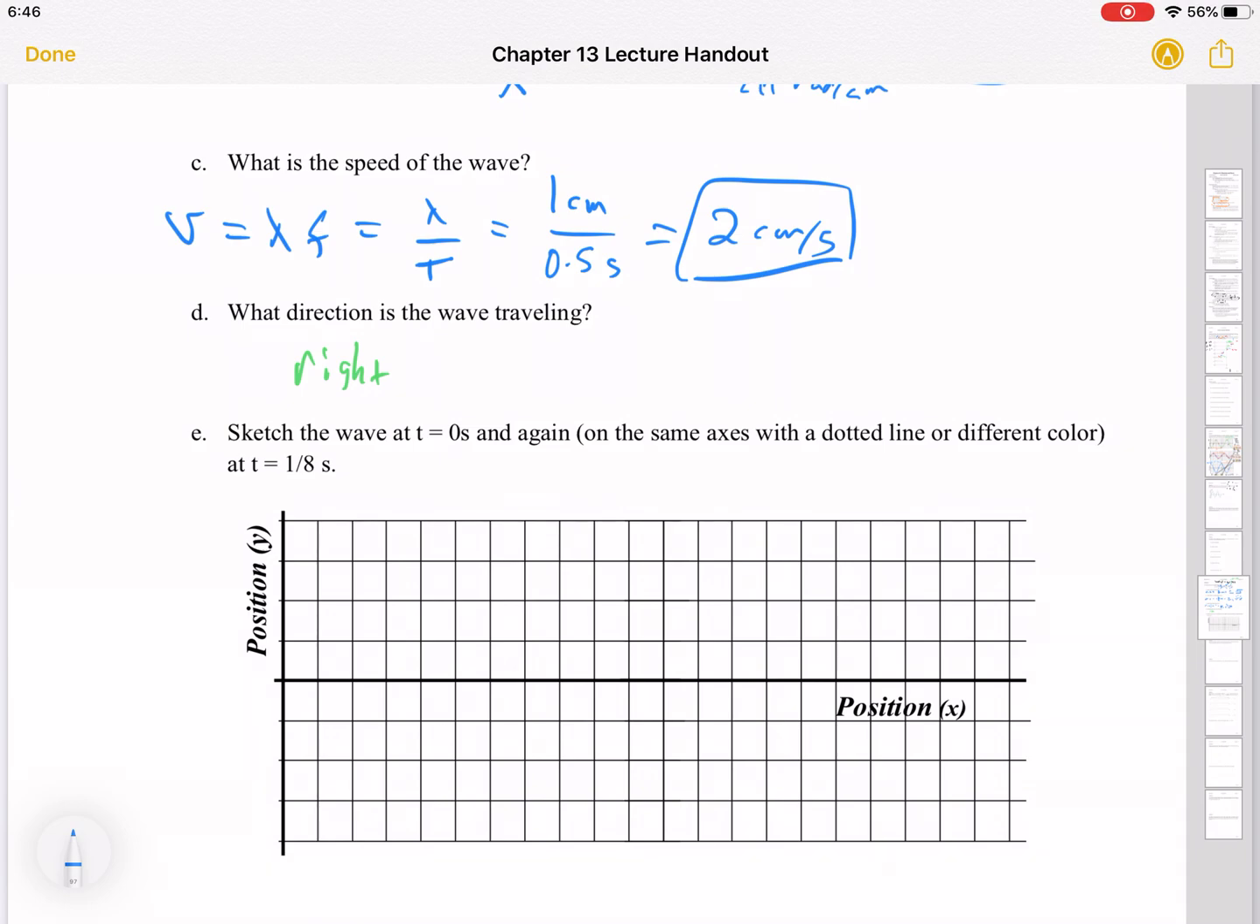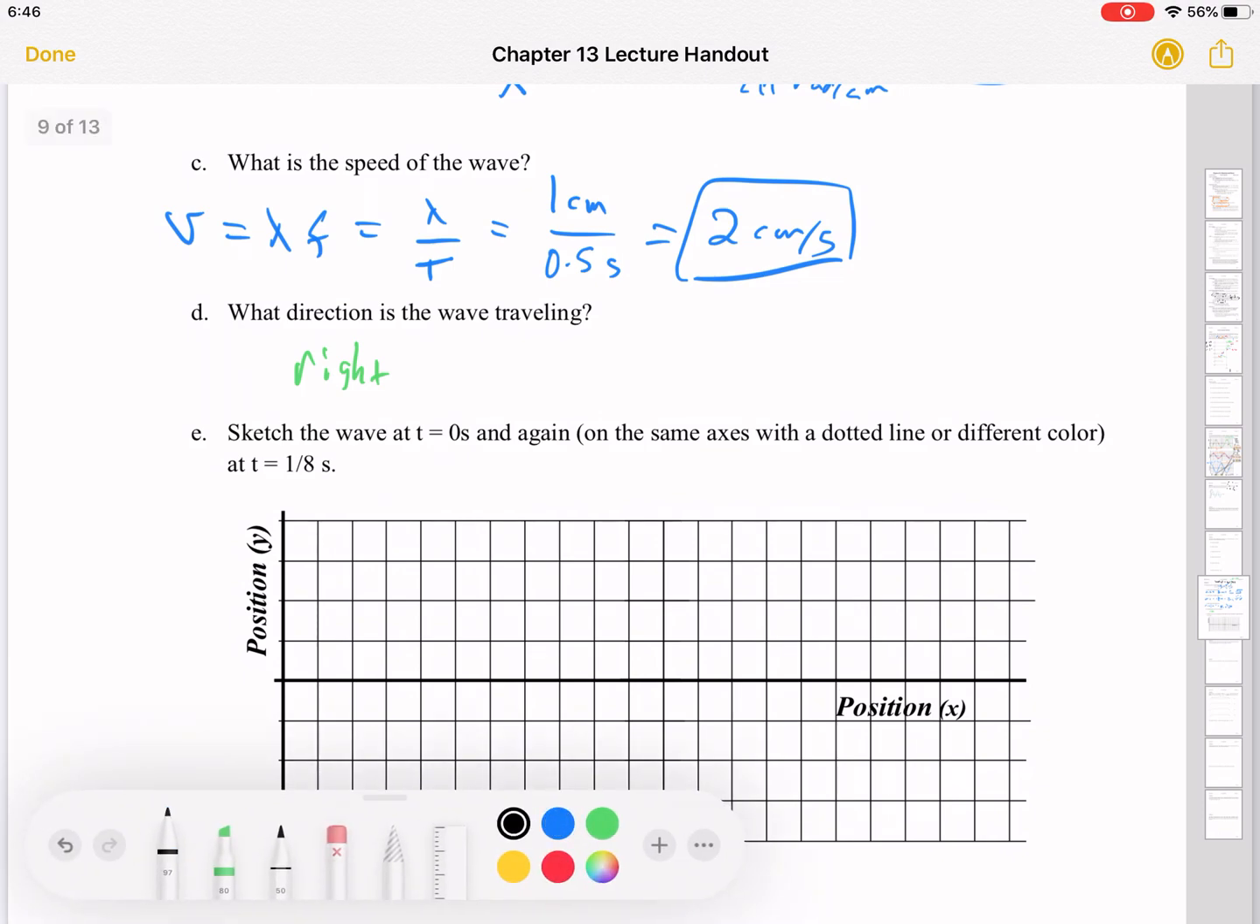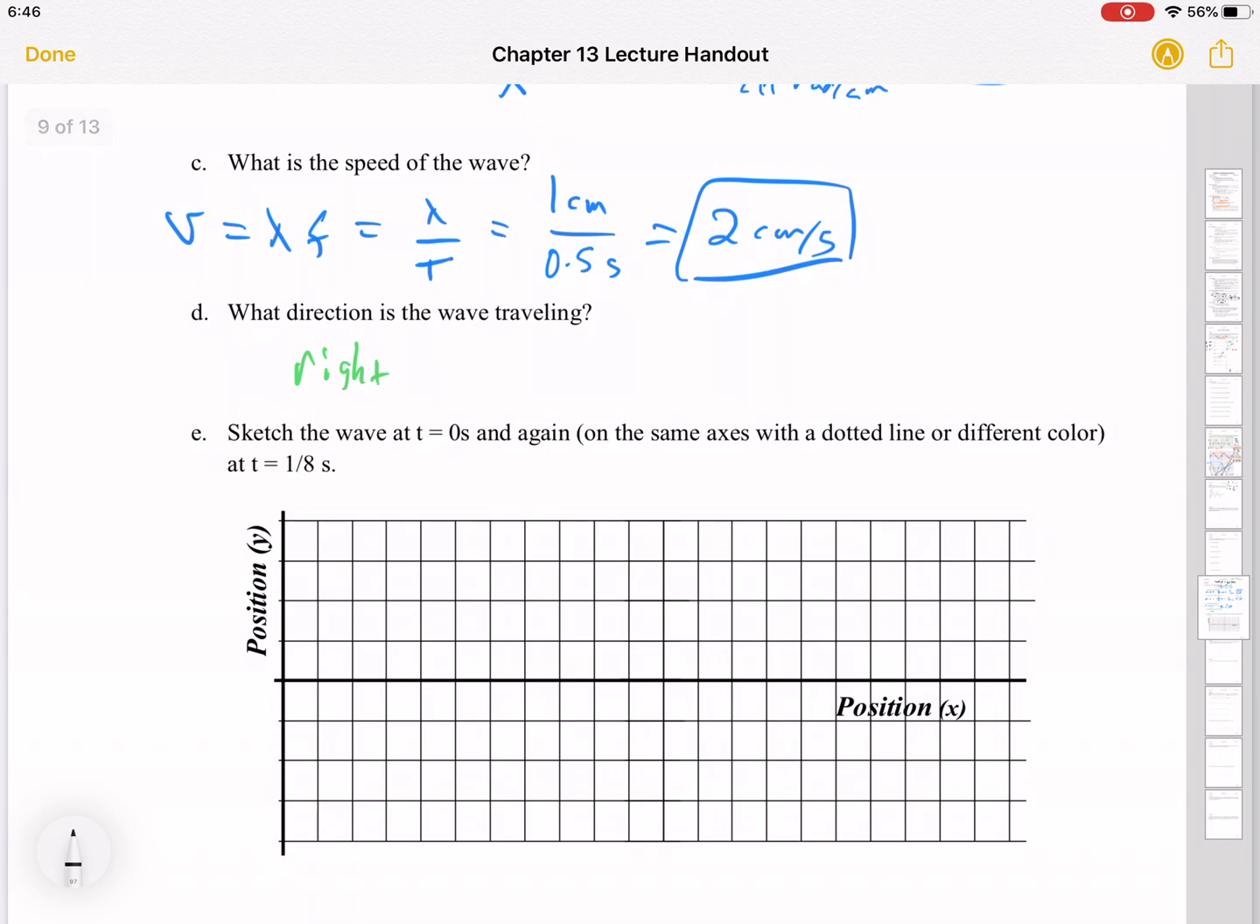So let me do this. Let's decide a time scale here. 1, 2, 3. I want this to be about half a centimeter. What's that, 4 points? This will be 1 centimeter. This will be 1.5. This will be 2. This will be 2.5. Okay, and let's let the amplitude be like 3 tick marks up and 3 tick marks down.